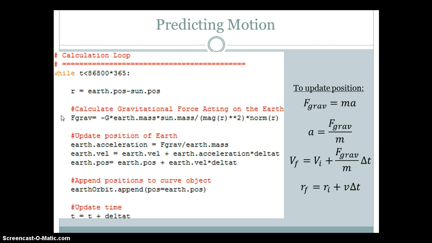You can find Fgrav using the formula that you see right here, which is just Newton's law of universal gravitation. Next, I updated the position of the Earth. I started with F equals ma, which manipulated gives you a equals F over m. Then to update the velocity, use the formula that you see right here, which you then use that velocity to update the position. Then this part right here with Earth.orbit is in order for the orbit to show up so we can see the motion.